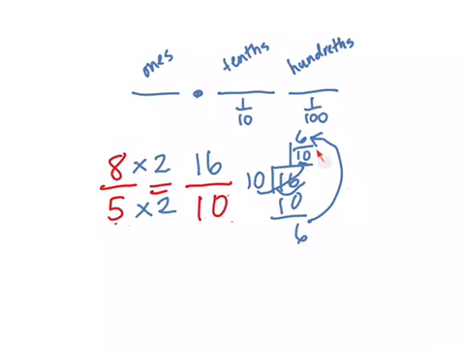Remember in math, anytime you hear that word "and," it is signaling a decimal, isn't it? So 1 and 6/10. So to write it as a decimal, 1.6 or 1 and 6/10.